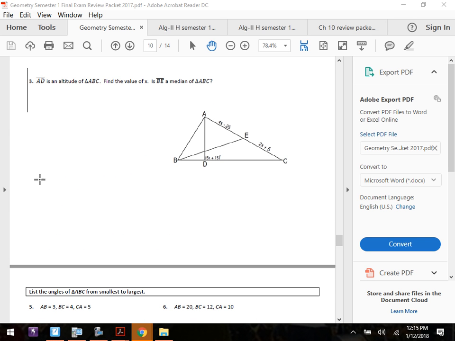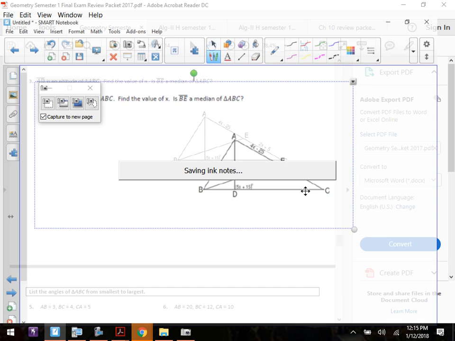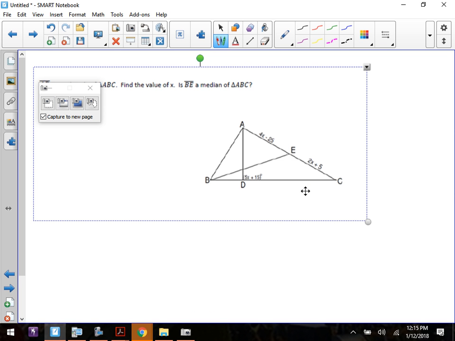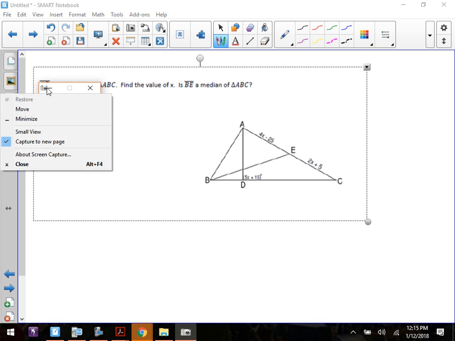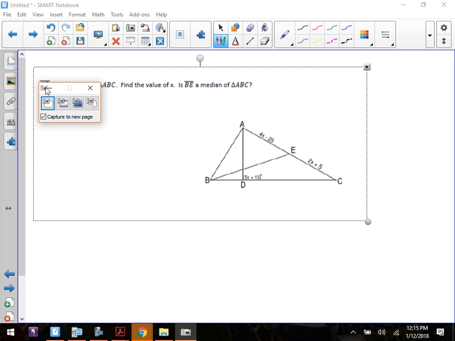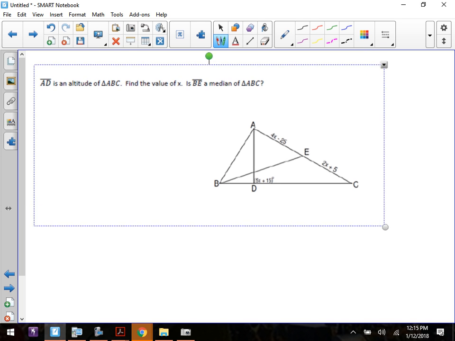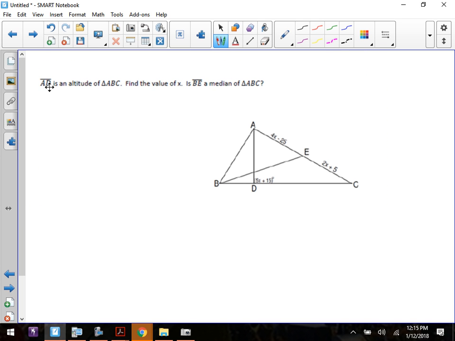This next one is one of those types of problems that if you forget vocabulary, you can probably take a good guess as to what's going on. For example, it says that AD is an altitude, and what's it? BE is a median. You got that one?